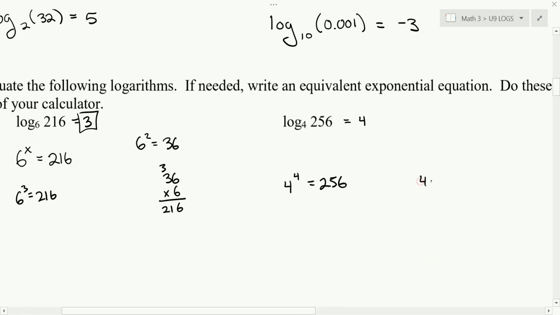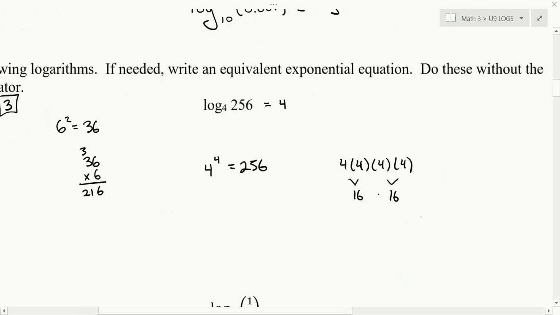And if you don't know, try it out. 4 times 4 times 4 times 4. That would be 16 times 16. And if we multiply that out together, 16 times 16, so 256 is what we get. That works. So 4 is our answer.